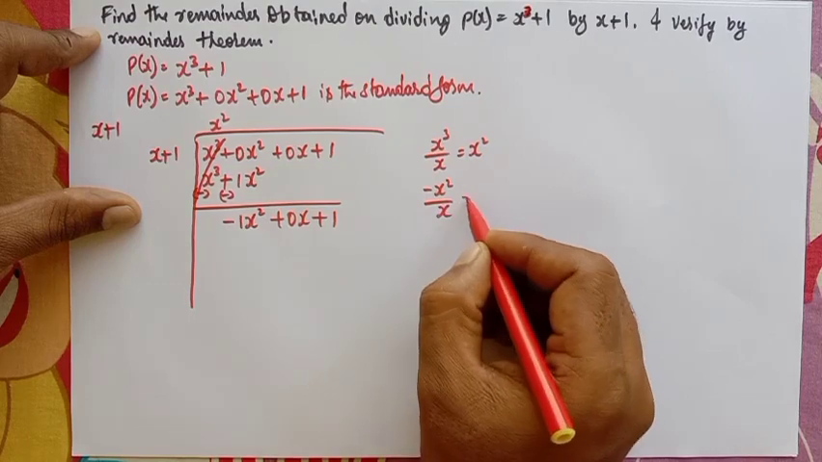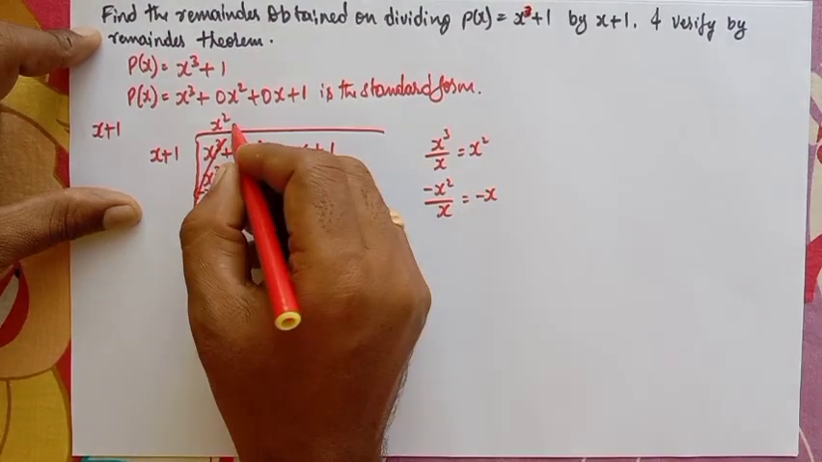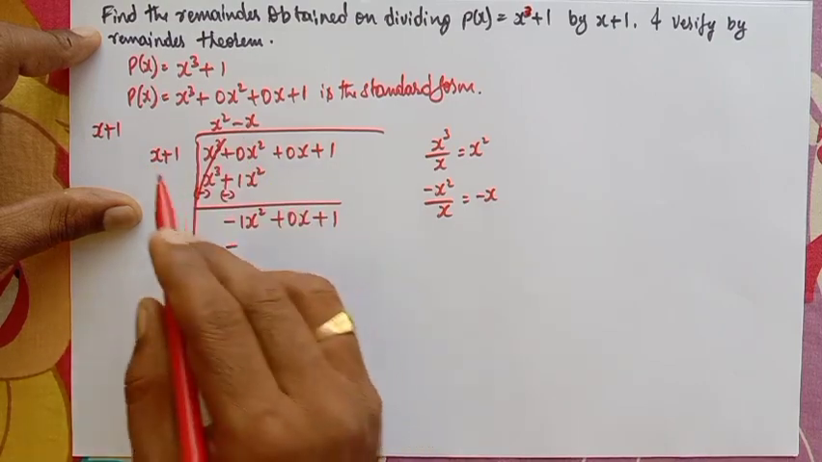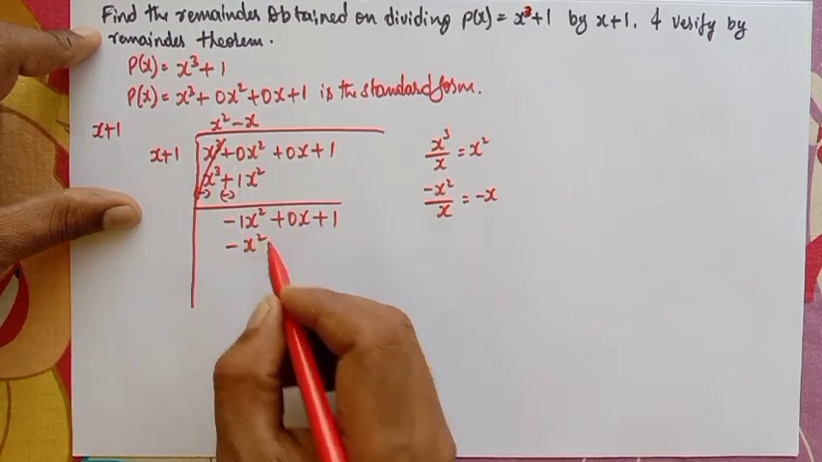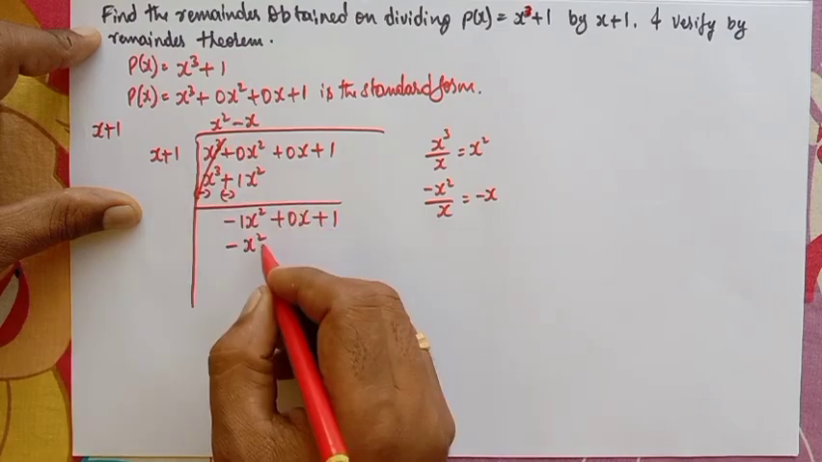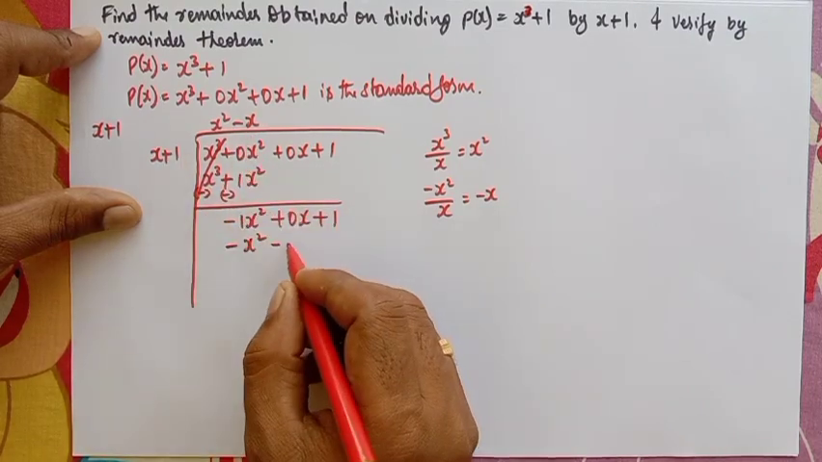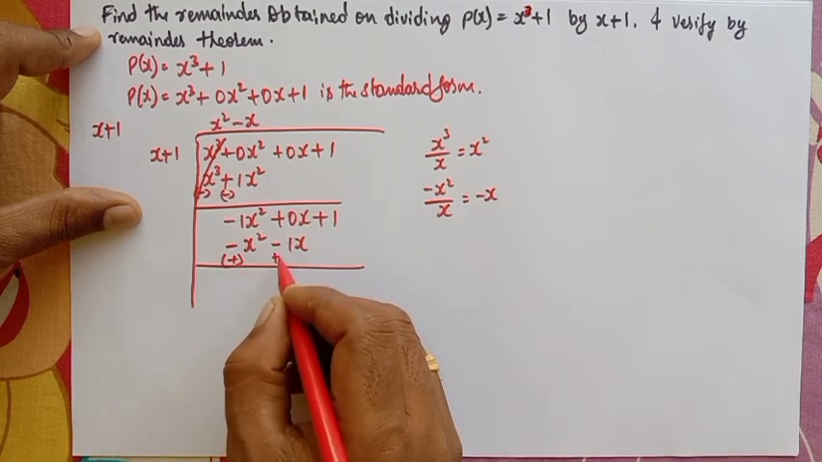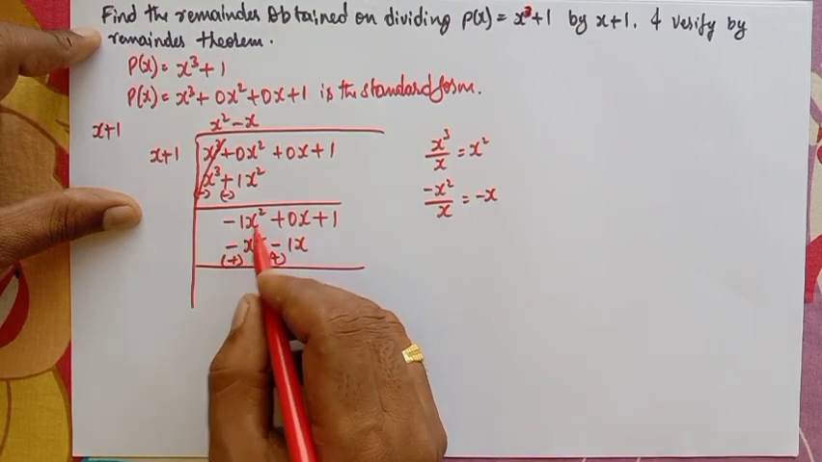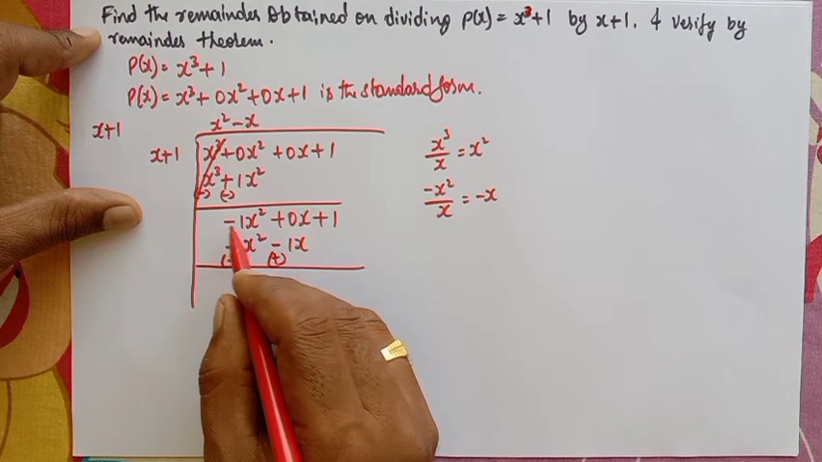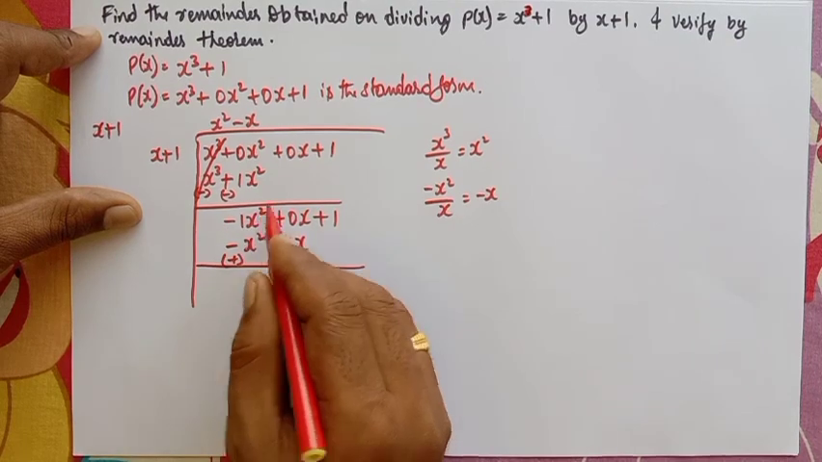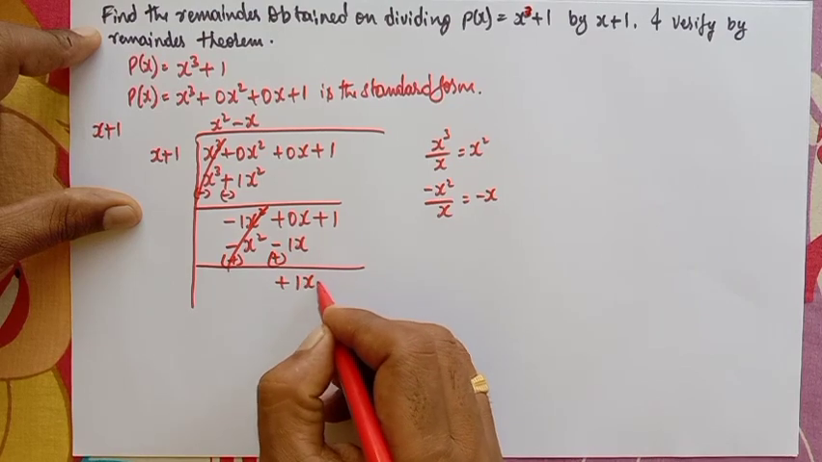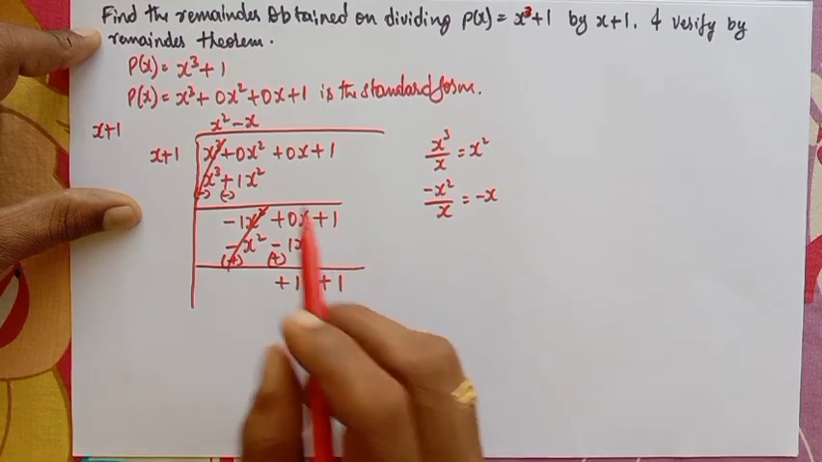When divided by x, we will get minus x. So minus x. Minus x into x is minus x square. Likewise, minus x into 1 is minus 1x. Plus, plus. So plus 1x square, minus 1x square plus 1x square cancels. So here plus 1x plus 1.